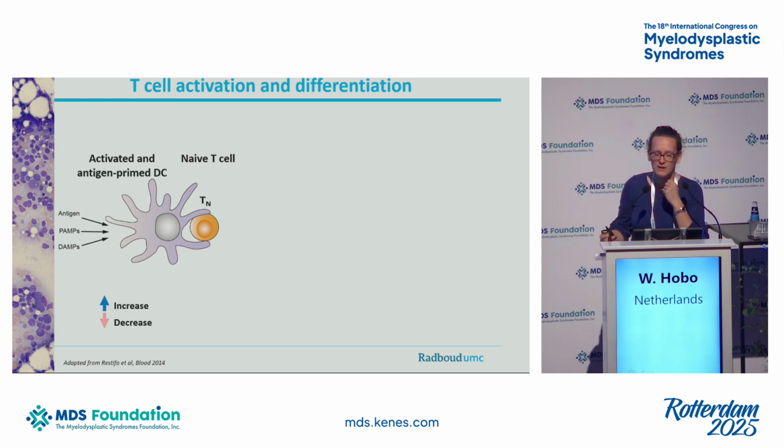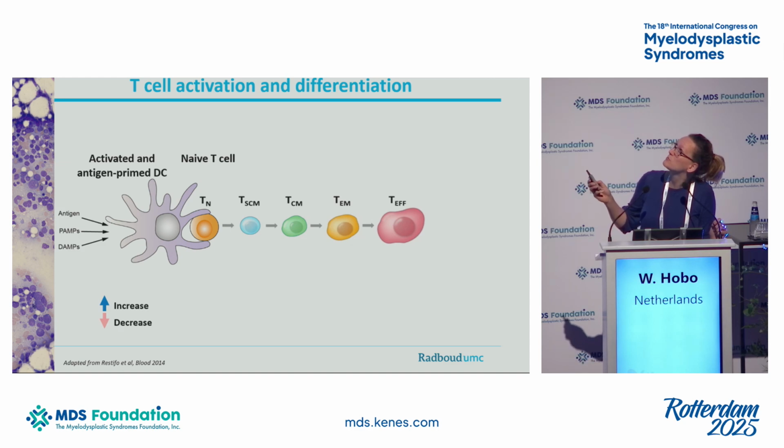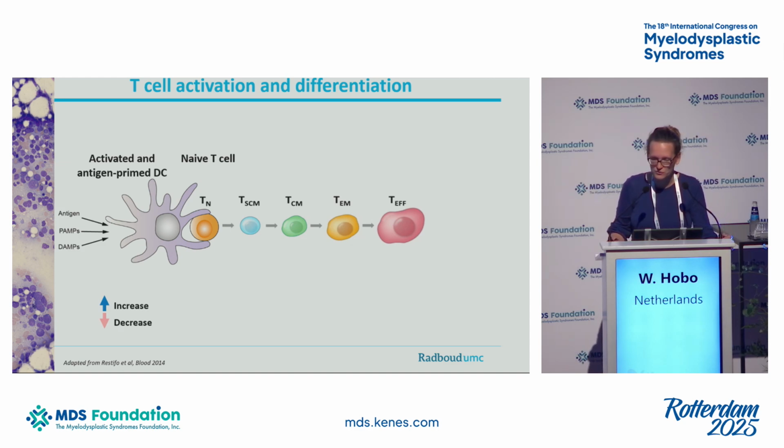Then we wanted to know more about the T cell activation and differentiation state of those T cells. So like I said, dendritic cells present antigens to naive T cells. If the T cell harbors the respective T cell receptor, the T cell becomes activated, and of course, it also needs signaling activation. And then upon activation, the T cell can differentiate to all those different types, so stem cell memory T cells, central memory, effector memory, and eventually effector T cells.